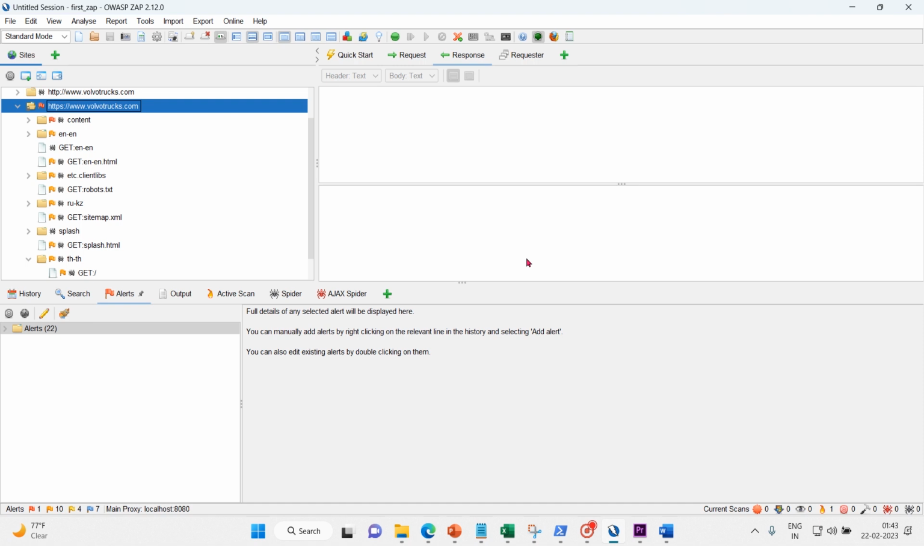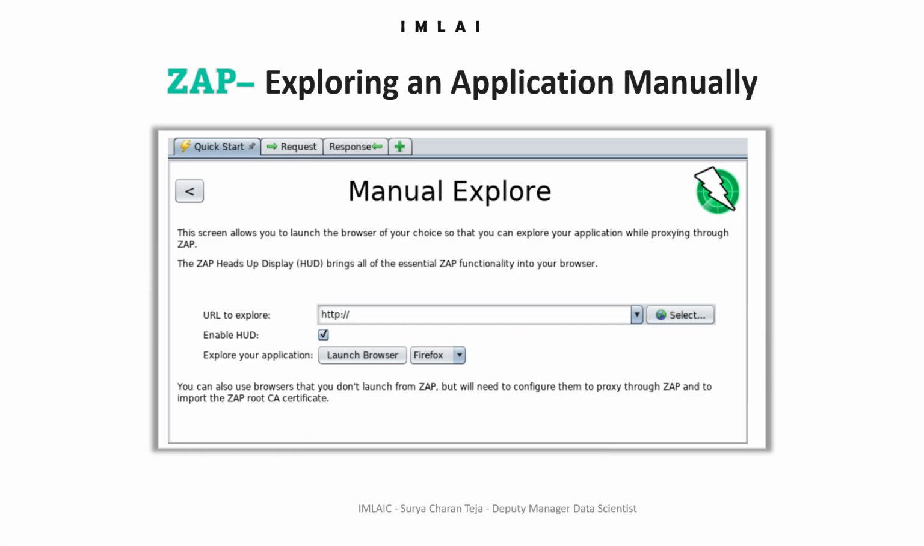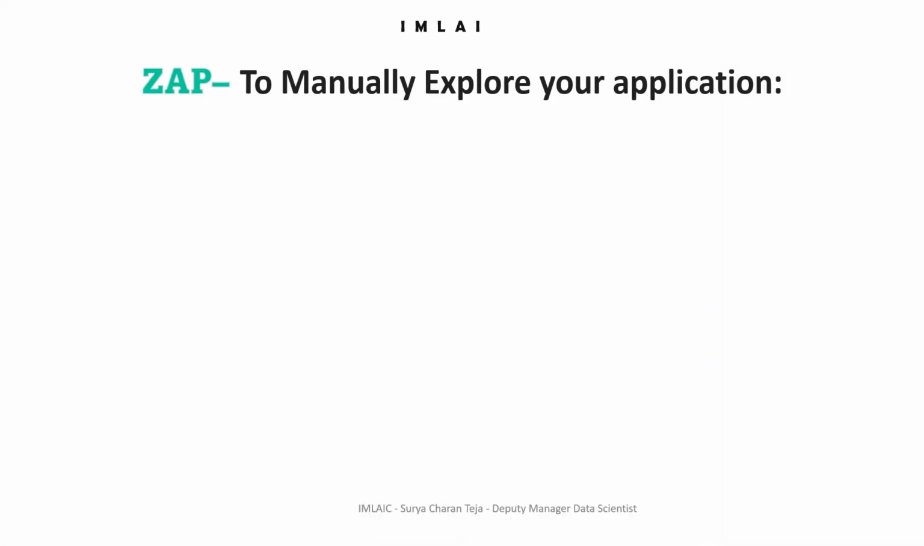The conclusion of this slide is that if you want effective scanning, it's better to go with manual exploration. That's it, nothing much. So to manually explore our application, we need to follow a few steps. Let me show you that.